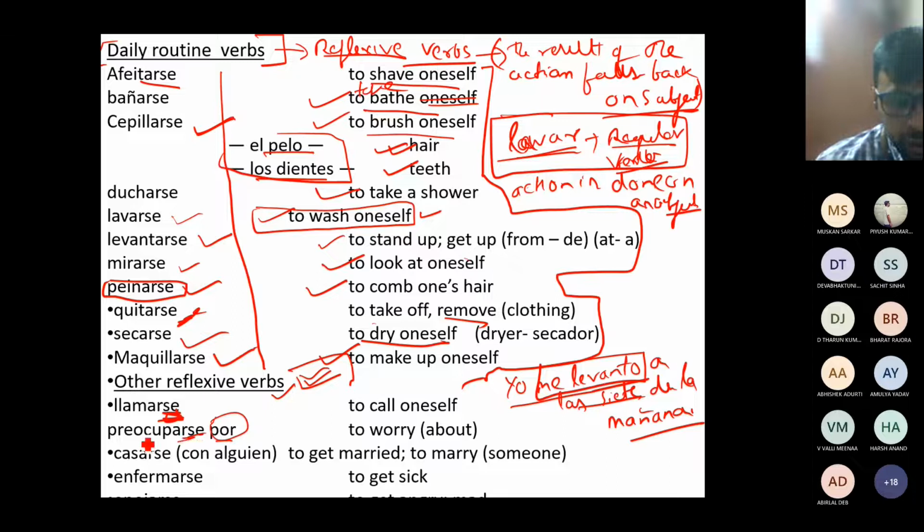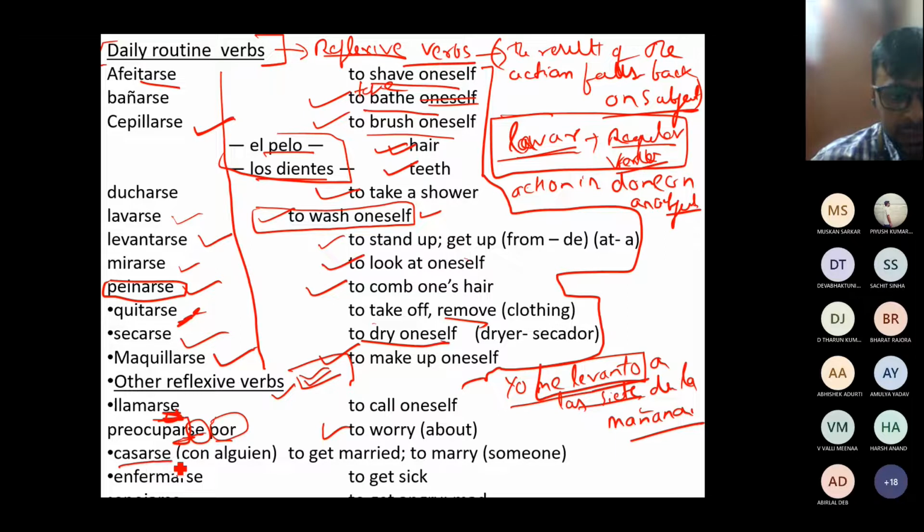So the verb is preocuparse. Preocupar is the verb part and se is the reflexive pronoun part. So what does it mean? To worry. So when you worry about something or somebody is worried about something, it means it's a reflexive action.